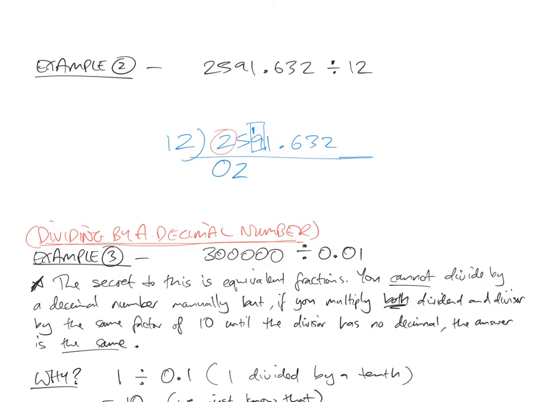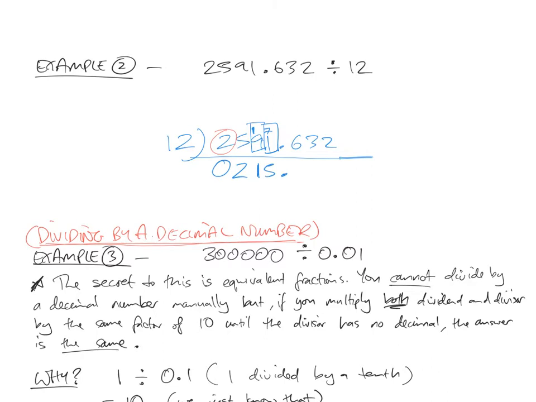Does 12 fit into 19? Yes, not twice, just once. And what's the remainder? 12, 13, 14, 15, 16, 17, 18, 19, 7. So we look at this number now. 12 into 71. 12 goes into 71 5 times for 60.